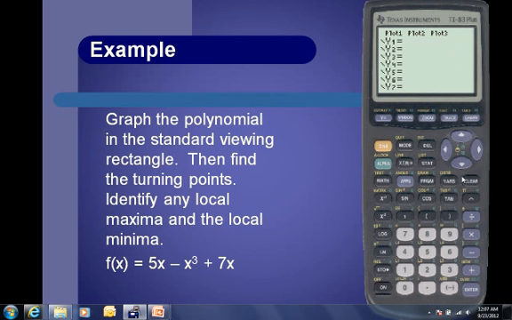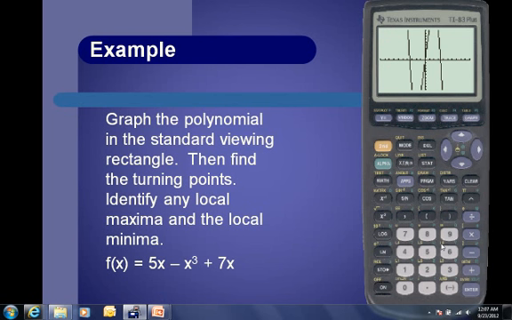Okay, let's do one more of these examples. So we're going to go up to y equals, and we're going to enter our function 5x minus x to the power of 3 plus 7x. And let's go back to zoom 6 to get us on our standard viewing window.